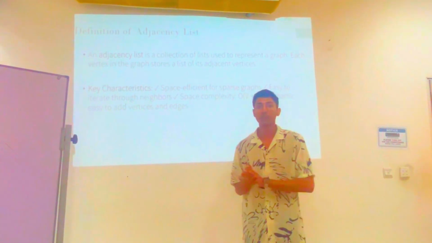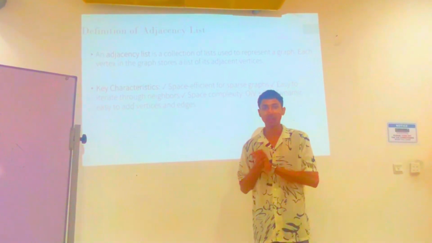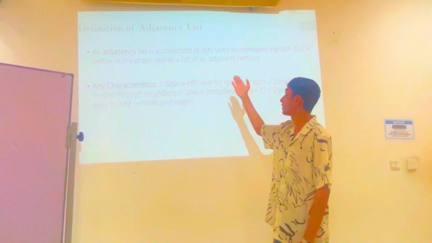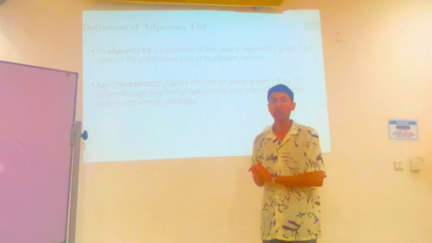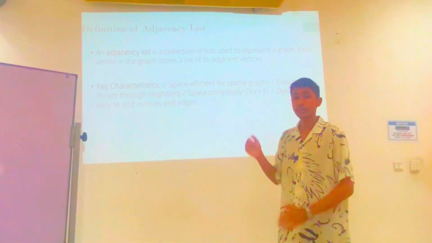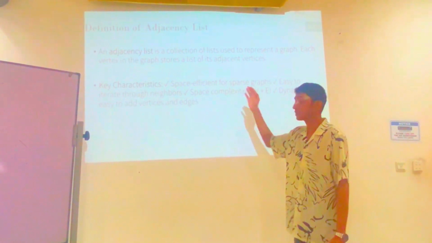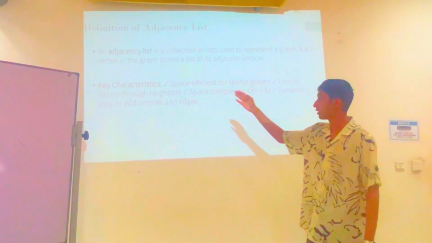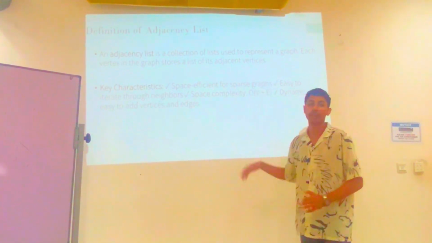Right now, we will be moving into a very important concept in today's topic, which is the definition of adjacency list. We have to specially understand this concept in order to move forward in this topic. So now let's understand what an adjacency list is. It is a collection of lists used to represent graphs. Each vertex in the graph stores a list of its adjacent vertices.